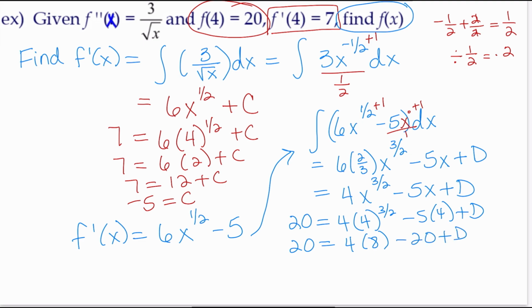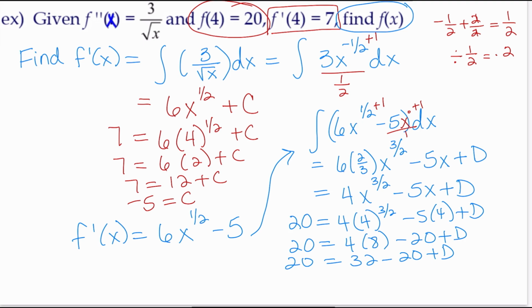And if you don't know how to do 4 to the 3/2 power, then you're going to have to put it into your calculator. But basically it means either 4 cubed, which is 64, and the square root of 64 is 8, or you can find the square root of 4, which is 2, and then raise that to the 3rd power, which is 8. But if you don't know how to do that, then I guess you're going to have to do that in your calculator. So 20 is equal to 32 minus 20 plus d.